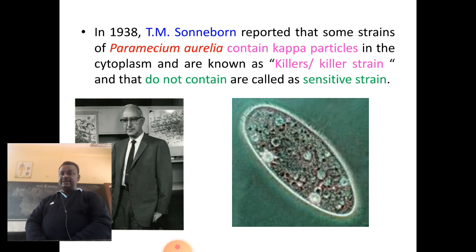It was in 1938, T.M. Sonneborn, who reported two strains of Paramecium aurelia, one with the Kappa particles, another without the Kappa particles. Paramecium aurelia whose cytoplasm contains Kappa particles are called killer strain or killers. The ones which do not have these Kappa particles are called sensitive strain. Down in the picture, towards the left side is the sensitive strain, and towards the right side is the Paramecium with the Kappa particles, indicating killer strain.